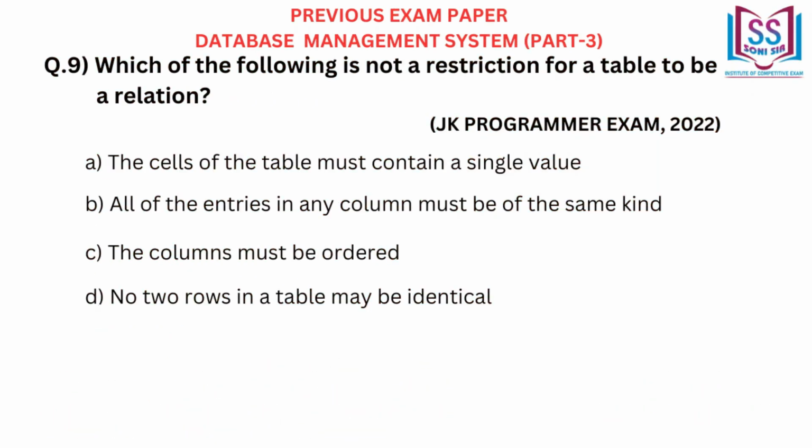Which of the following is not a restriction for a table to be a relation? A. The cells of the table must contain a single value. B. All of the entries in any column must be of the same kind. C. The columns must be ordered. D. No two rows in a table may be identical. Correct answer C, the columns must be ordered.